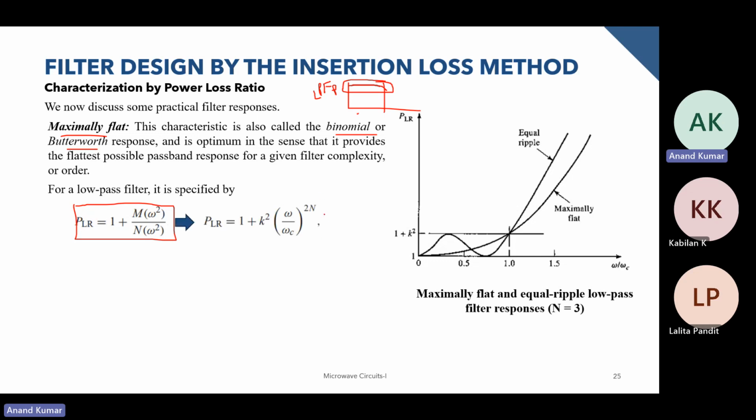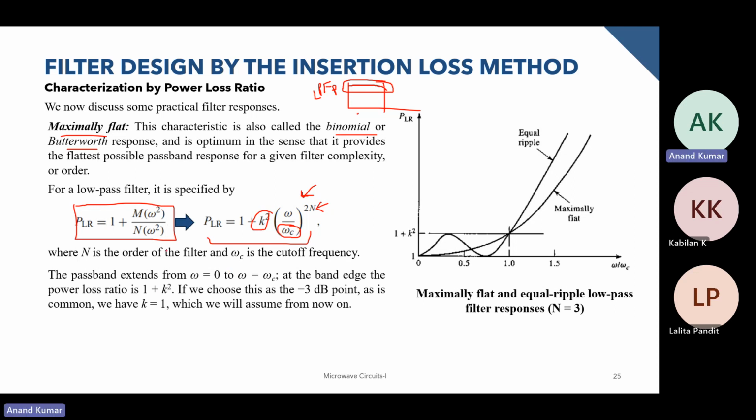So this is the expression for a Butterworth filter. You'll have to remember this for now, because this involves more mathematics. But if you remember this, this is the expression for a Butterworth filter. Here we have n, which is the order of the filter, and omega c, which is the cutoff frequency, and k gives you the amount of insertion loss at the cutoff frequency.